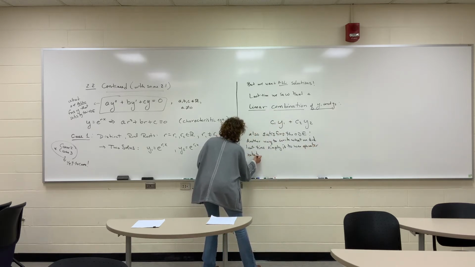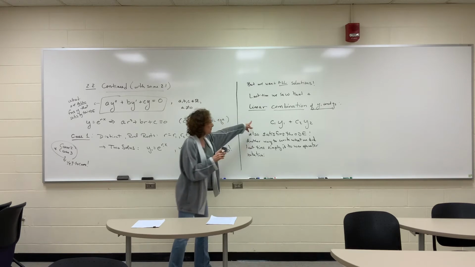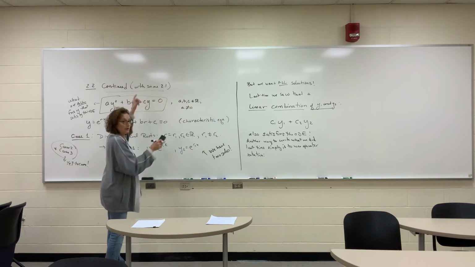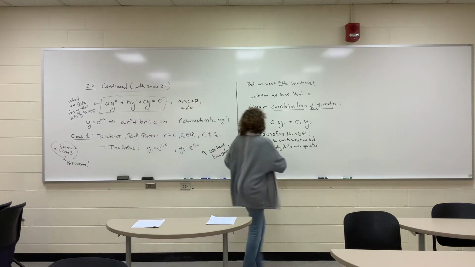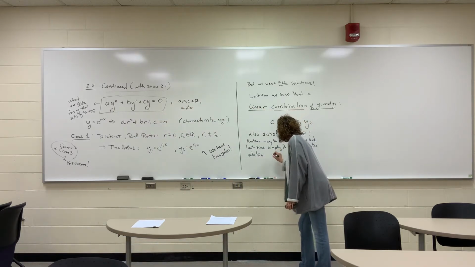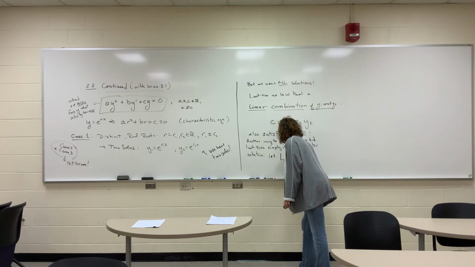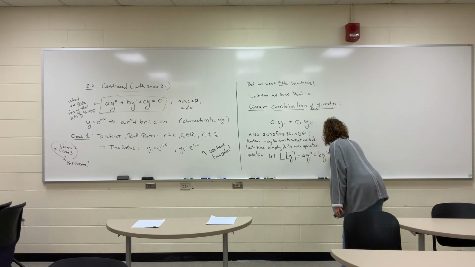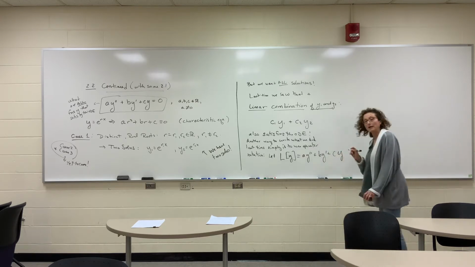What does that mean? What did we do? We plugged that all into here, into there, and then we distributed everything. So what would operator notation say? Let L of y mean A times y double prime plus B times y prime plus C times y.